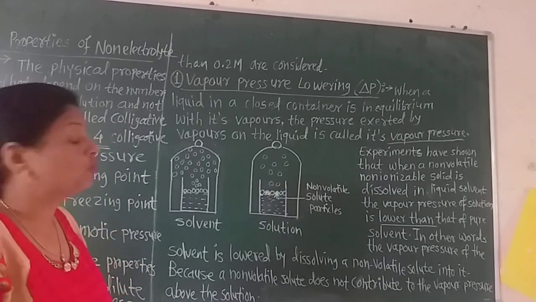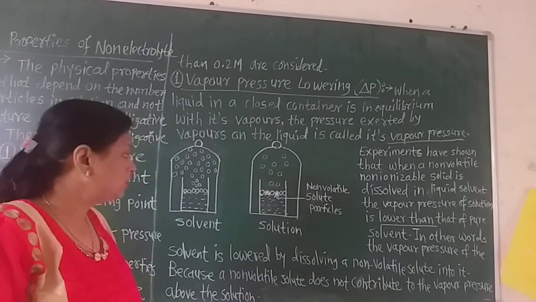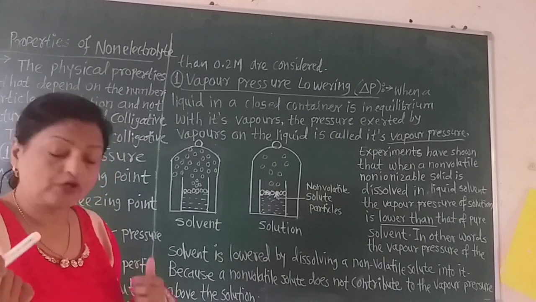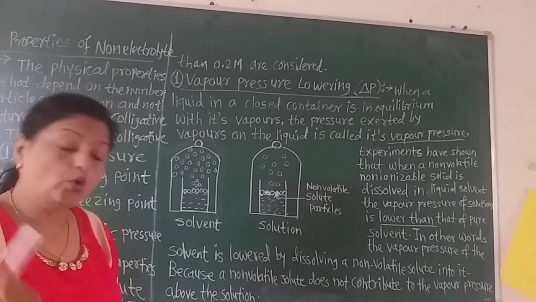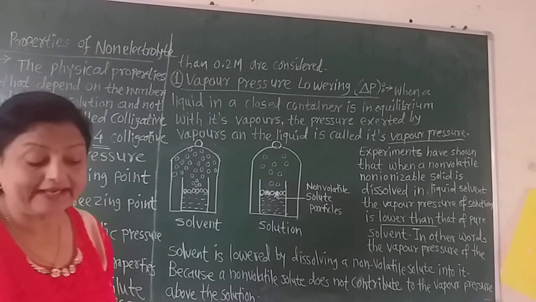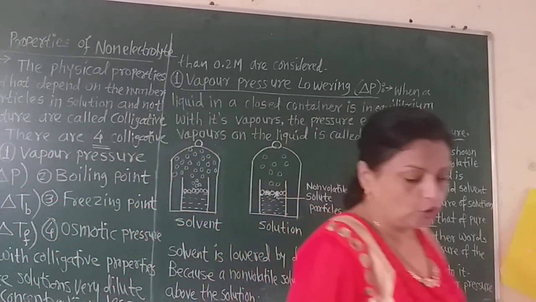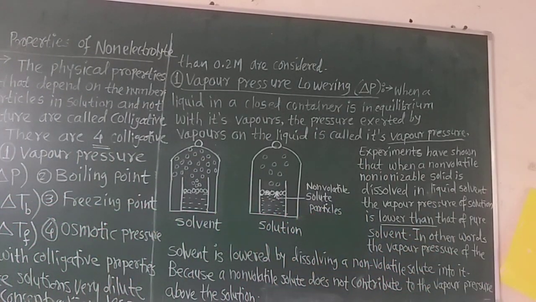Now this is a very important property. Now how is delta P, that is the lowering of vapor pressure, calculated? Let us learn how the lowering of vapor pressure is a colligative property, which is also shown with the help of Raoult's law. Now let us learn, students, what is the formula to calculate the lowering of vapor pressure.